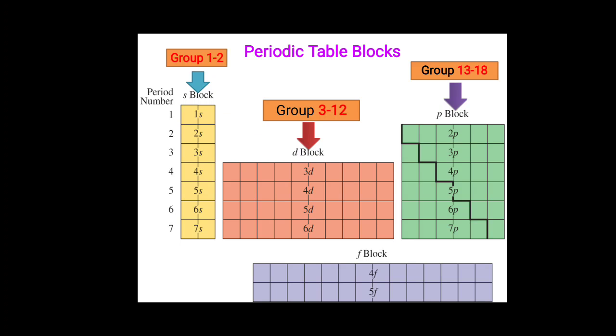Next, the periodic table has periodic number, and blocks: S block, D block, F block and P block elements. Group means vertical column. Groups 1 to 2 contain S block elements. Groups 3 to 12 contain D block elements. Groups 13 to 18 contain P block elements. And the lanthanide and actinide series are F block elements. It depends upon the outermost shell electronic configuration.